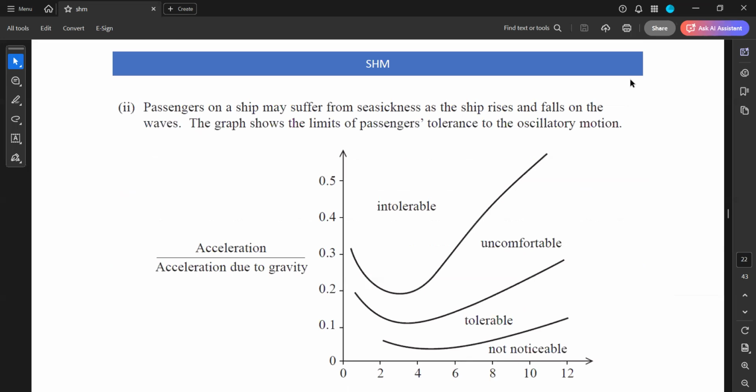As you can see, passengers on a ship may suffer from seasickness as the ship rises and falls on the wave. The graph shows the limit of the passenger tolerance to the oscillatory motion.